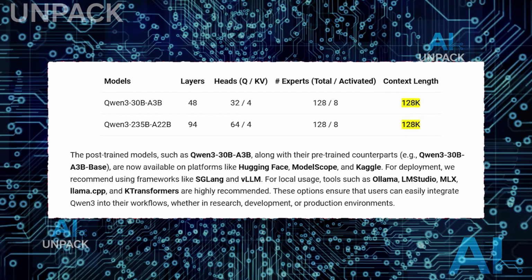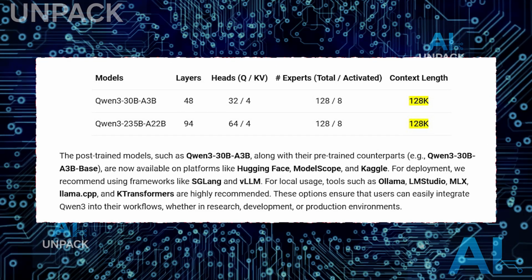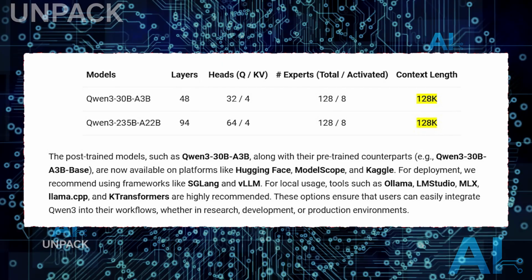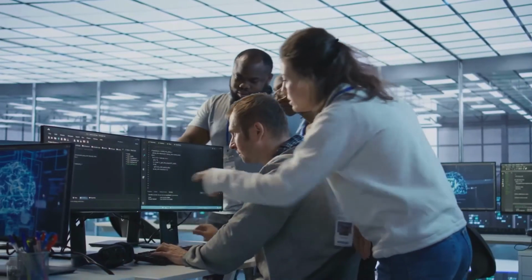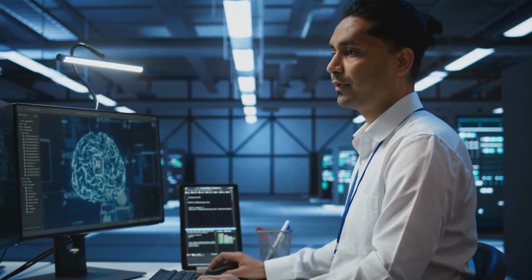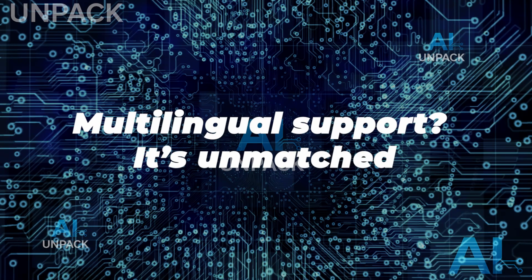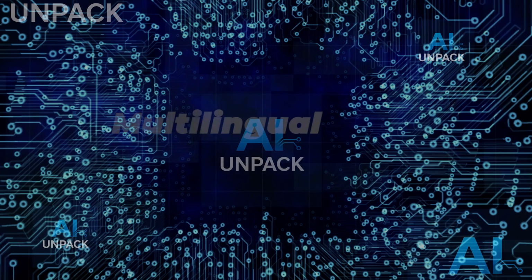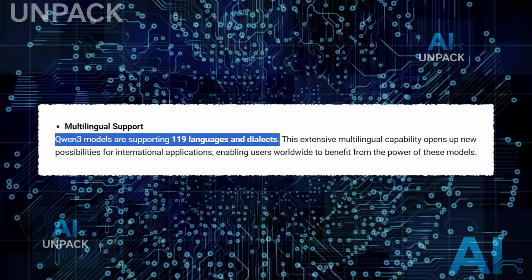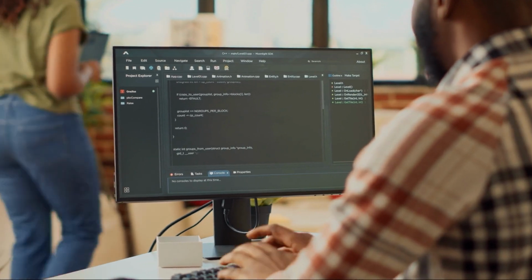It also handles long-form context like a pro. With support for 128K tokens, you can feed it novel-length prompts, full documents, or deeply nested conversations, and it won't break a sweat. For ultra-long sessions, developers can even push that limit further using sliding window kernels or yarn extensions. Multilingual support? It's unmatched. Qwen 3 understands and generates text in 119 languages and dialects, making it one of the most globally capable models ever released.